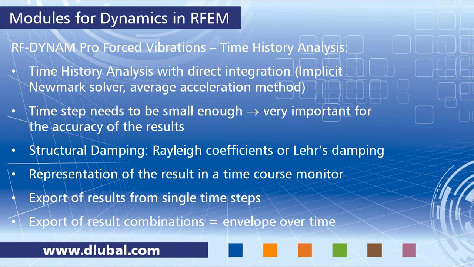about structural dynamics. Very important for the Newmark solver is to have a small time step. It needs to be small enough to get accurate results. I will come back to this point later on, and I will give some recommendations for the time step. We have the structural damping implemented, so you can choose between the Rayleigh coefficients and the Lehr's damping, so you can enter them vice versa. This is converted internally, so you can choose whatever you prefer.